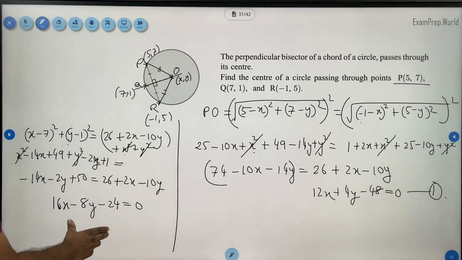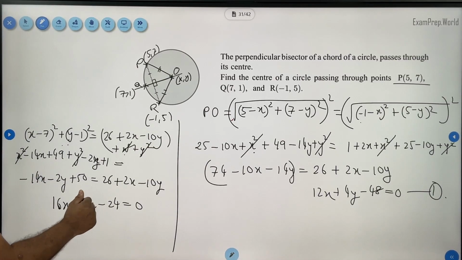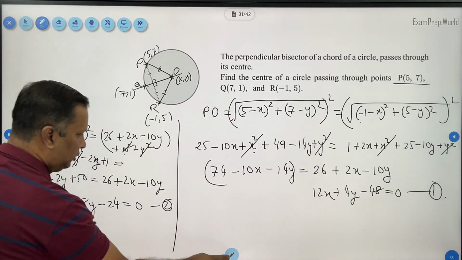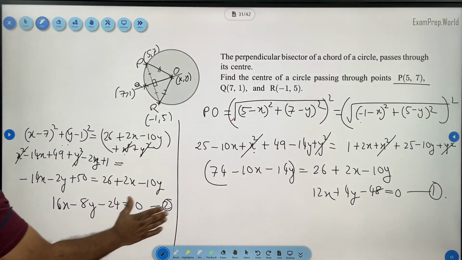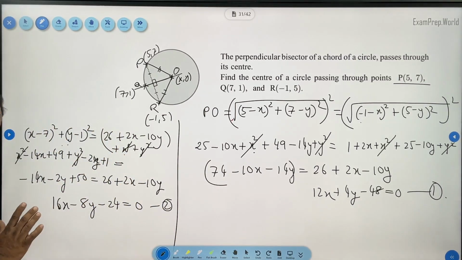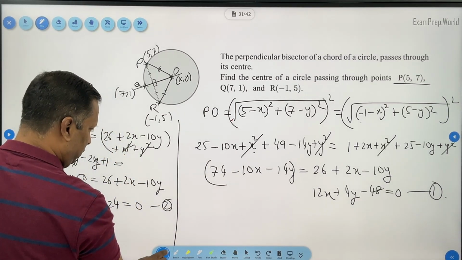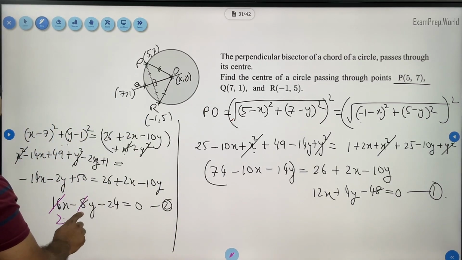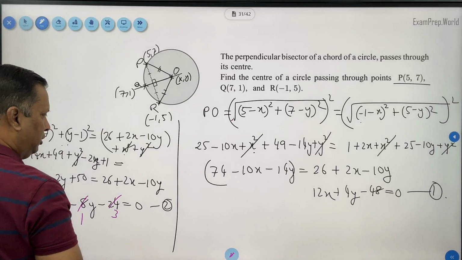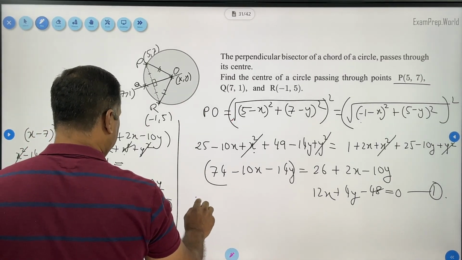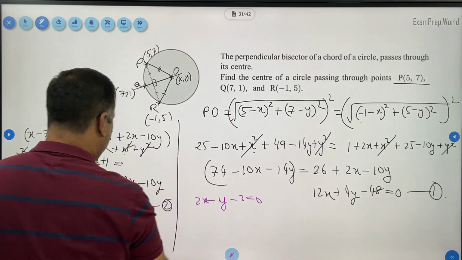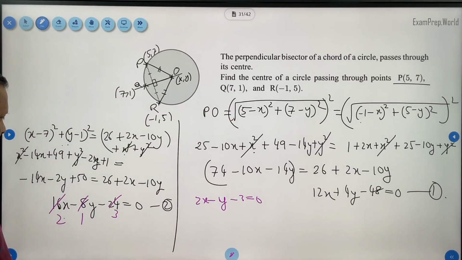Now this equation, I think we can simplify both of them. This is equation 2. Now this is equation 1 and equation 2, and they are simplifiable, so we will simplify before solving them. I will use a different color here. 8 2 times, 8 1 times, 8 3 times. So one of our equations is 2x minus y minus 3 equal to 0, the simplified version of this.